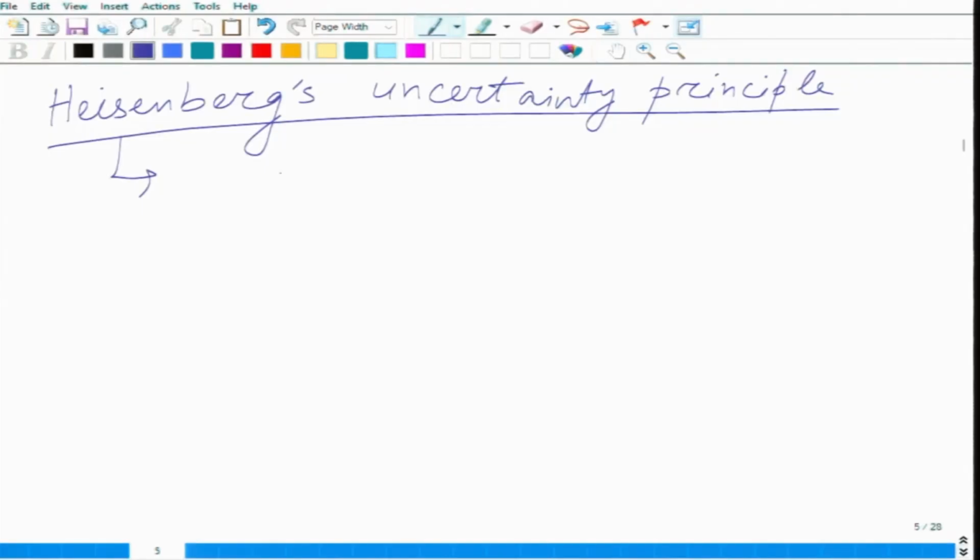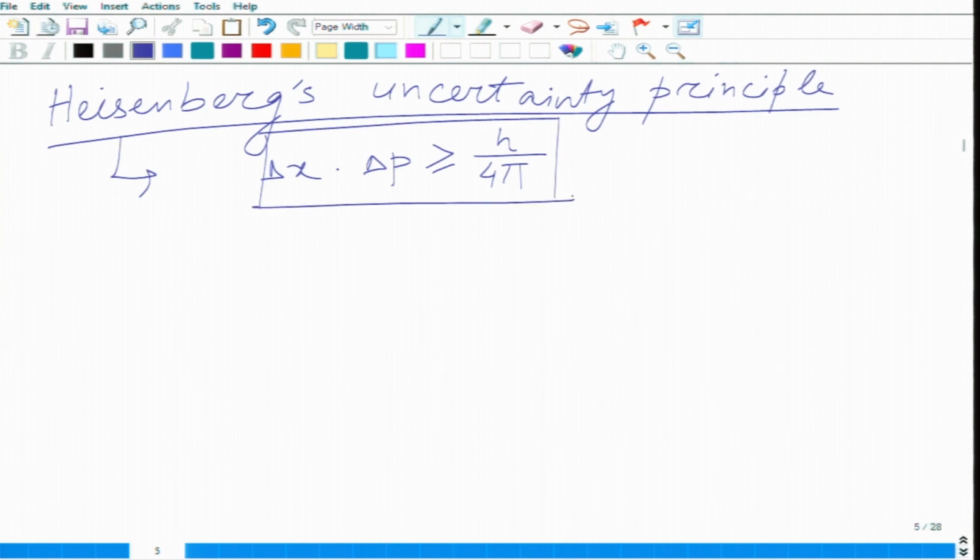So according to this, he considered that if the uncertainty in position is delta x and the uncertainty in momentum is expressed as delta p, then we get this statement: delta x into delta p is greater than or equal to h by 4 pi. This was the main statement of Heisenberg's uncertainty principle. In the last lecture, from this statement we had derived many other similar statements.